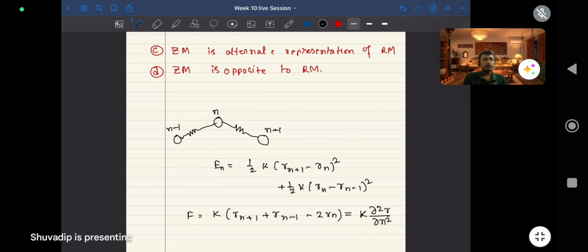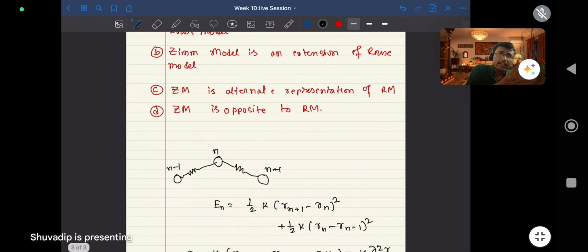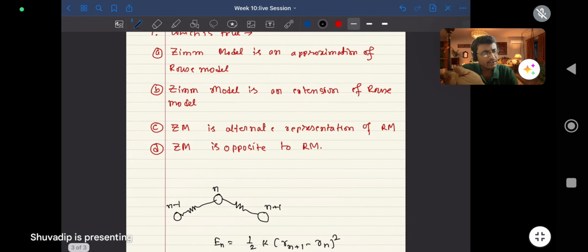So this is an approximation that no other bead in the system is putting any kind of force on the polymer. So in the Zimm model, we consider force due to each of the beads present in the polymer on each of the beads. So that's the extension from the Rouse model to the Zimm model, where we consider force due to all the beads present in the polymer. So the Zimm model is not an approximation, but it is an extension of the concept of the Rouse model, whatever we have discussed earlier. It is the extension on top of that.